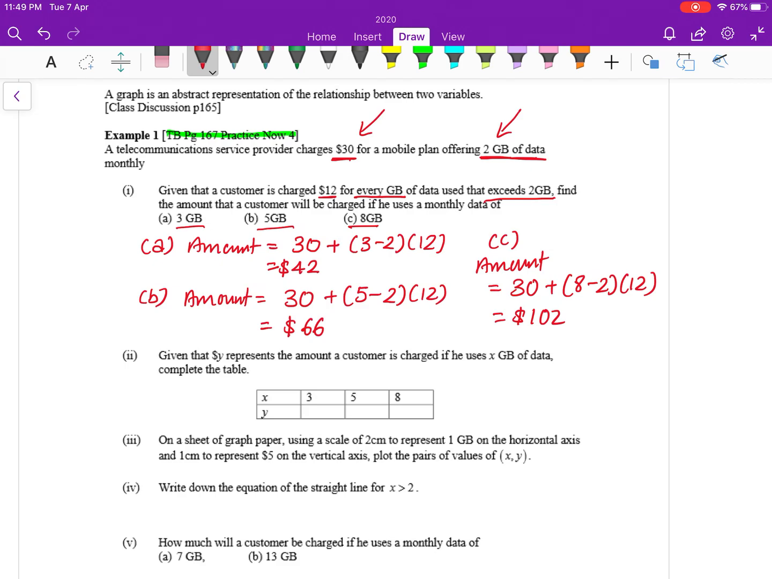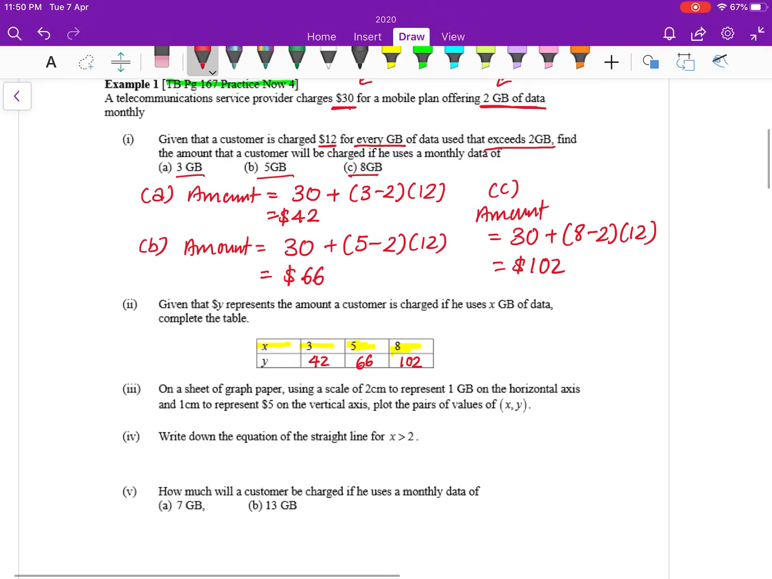Now let's look at part 2. Given that $Y represents the amount a customer is charged if he uses X gigabytes of data, complete a table. So when X is 3, my Y is 42. Just fill in the blank. When X is 5, my Y is 66. Y is the amount you have to pay. And when X is 8 GB, my Y is 102. Okay, these are actually coordinates for you to plot.